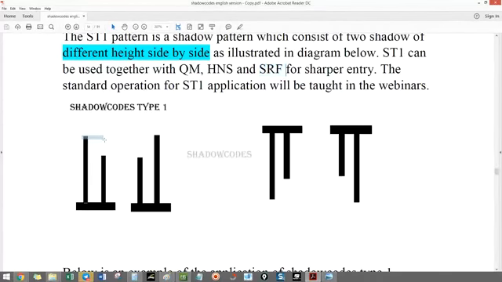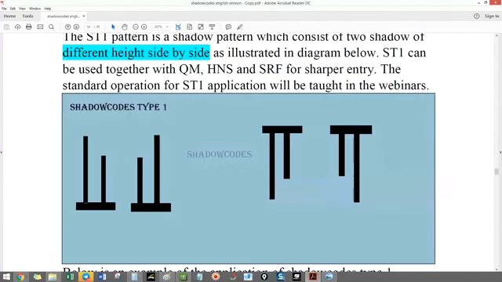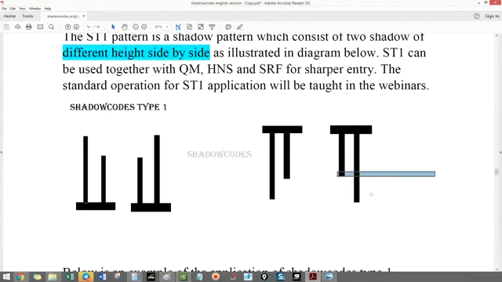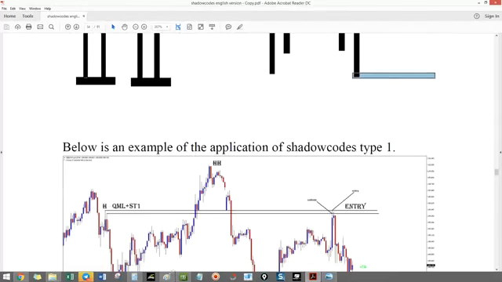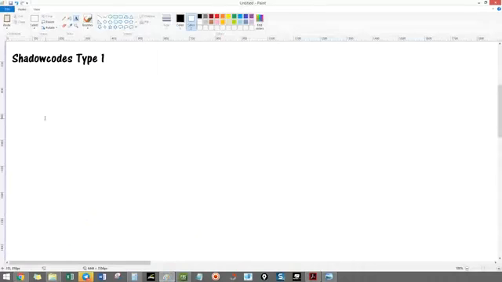It will have two shadows. This will be the zone for ST1. And the levels will be over here and over here. So let me draw something. ST1.